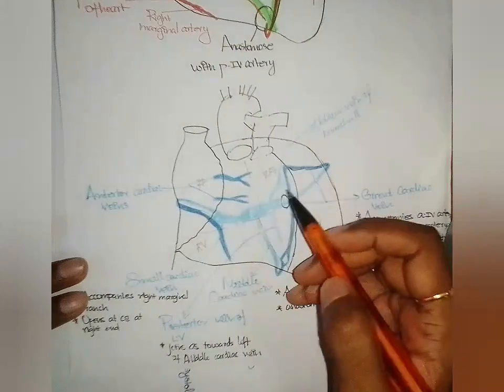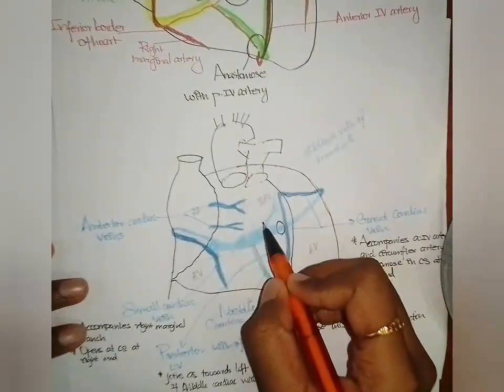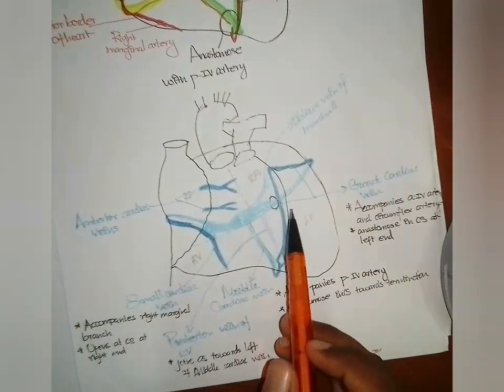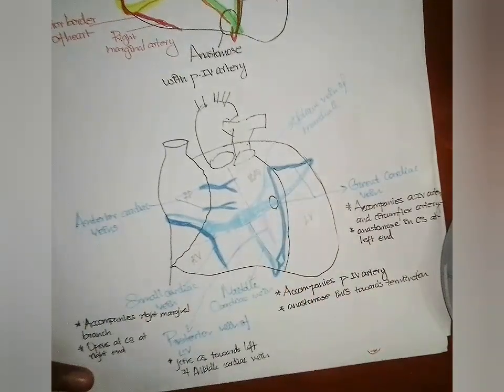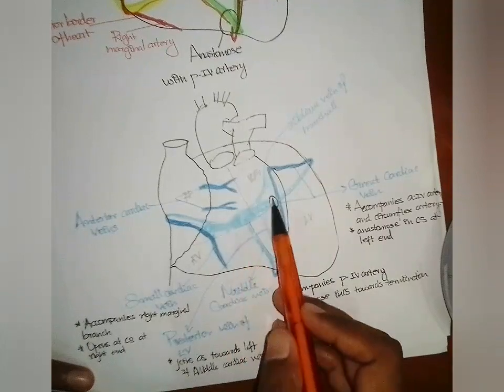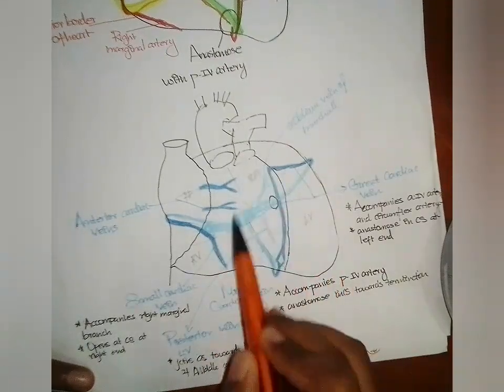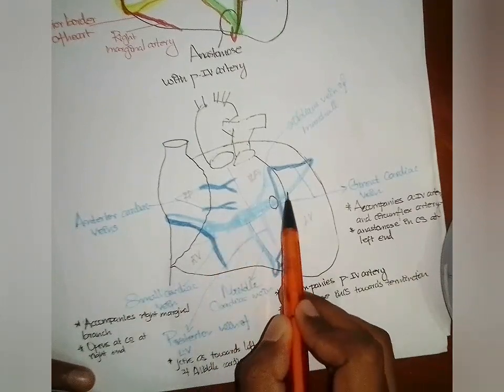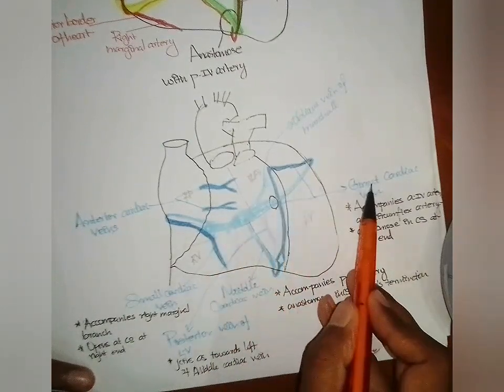So for the venous drainage, the venous drainage is mainly by the coronary sinus, as we spoke while discussing the structural anatomy of the heart. The coronary sinus mainly drains the heart itself. It is the drainage of the heart itself, and it opens into the right atrium. So it begins as a continuation of the great cardiac vein.